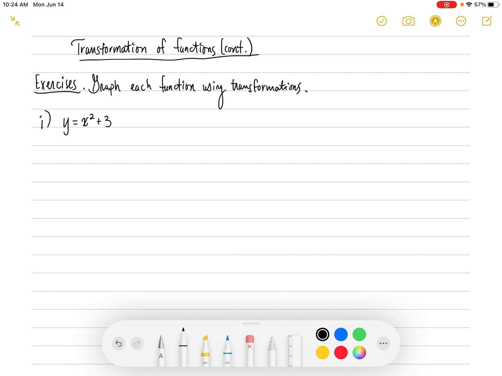So we're looking at transformations of functions, and we want to do some examples. We're going to start with some more basic examples. We're going to go through several basic examples, then we'll look at complex examples where you have lots of transformations mixed together. But we'll start off with basic ones where there's just one transformation.